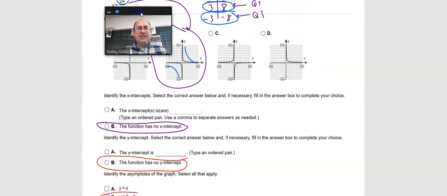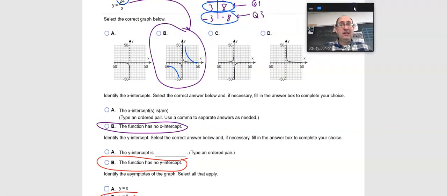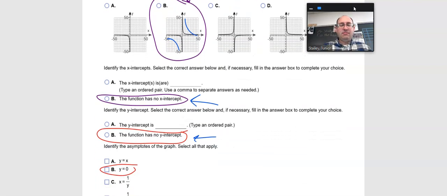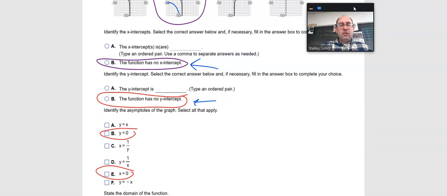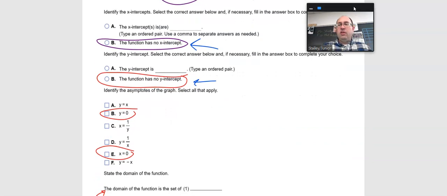Where does it cross the x-axis? It doesn't cross the x-axis because they're asymptotes. Never going to cross, so there are no x-intercepts. Guess what? There are no y-intercepts either. And those x and y intercepts are listed below, or the asymptotes, right? You've got your horizontal one there, and you've got your vertical one right there.